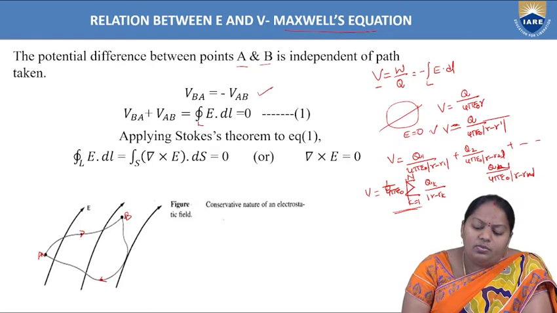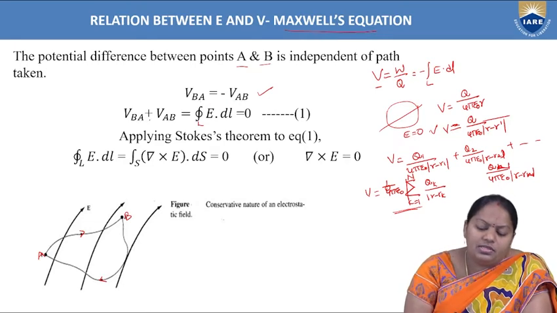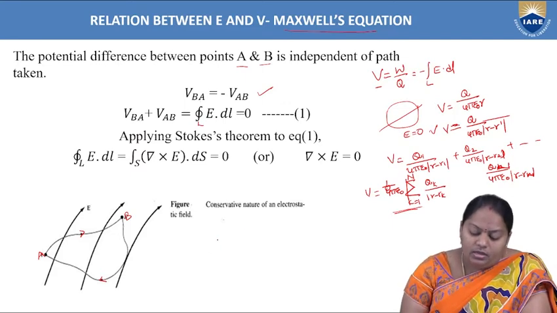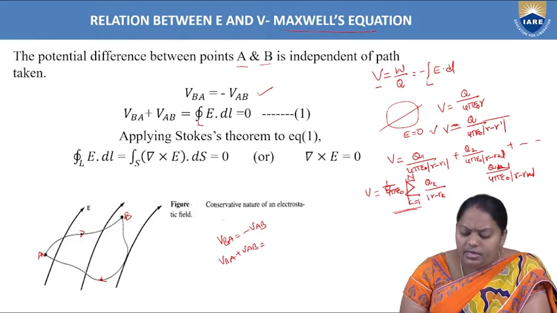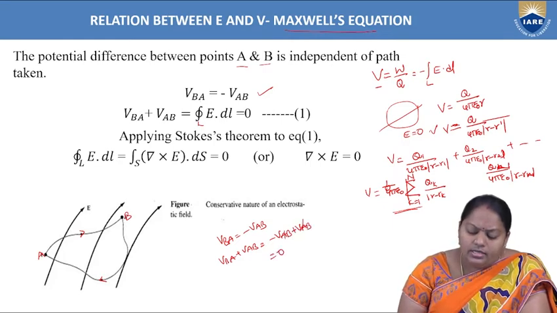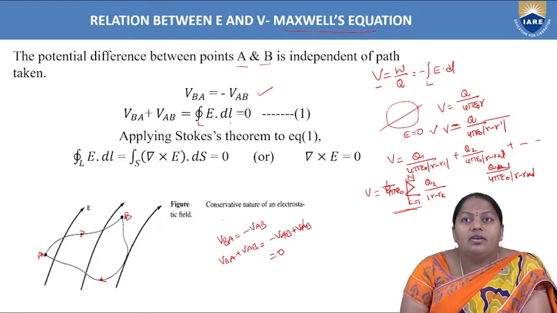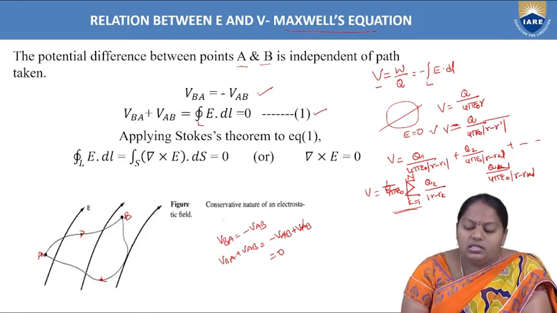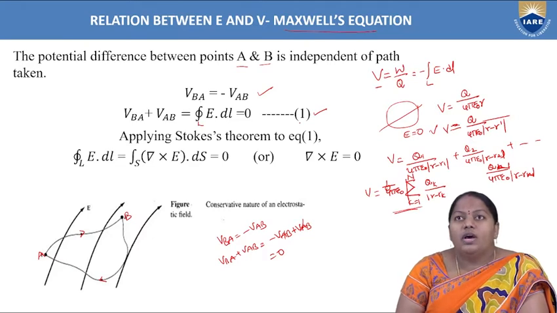Now, VBA is equal to minus VAB. Hence, if we substitute VAB by minus VAB, so VBA equal to minus VAB. Now, by adding these two, VBA plus VAB, which is equal to, if you substitute VBA by minus VAB, then minus VAB plus VAB gets cancelled and becomes 0. Hence, the closed line integral L E dot dl is equal to 0, and consider this as equation number 1.